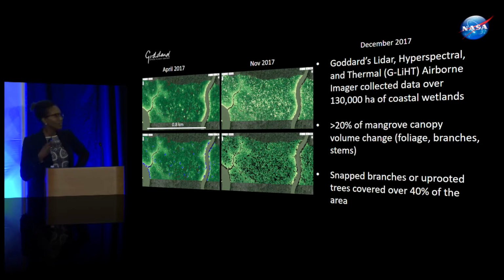All right. So in total, GLIDE collected data over 130,000 hectares of coastal wetlands. Our analysis is showing here the canopy height model from April 2017, and then we have a canopy height model from November 2017. And what we see is that there's over 20% change of volume in terms of foliage, branches, and stems. And then if we look here, this is the amount of gaps from April to November 2017. We also see a really significant increase in the number of gaps. And in fact, we found that snapped branches or uprooted trees covered over 40% of the total area.